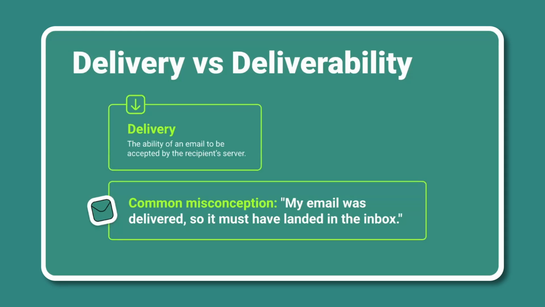First, we have email delivery. This is the ability of an email to be accepted by the recipient server. You send a message, it is relayed through SMTP conversation, and then the recipient side will respond with 250 OK, we receive your email.